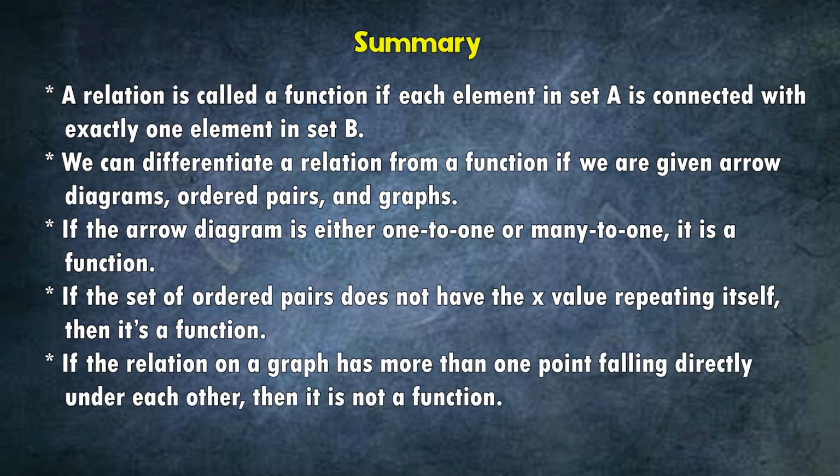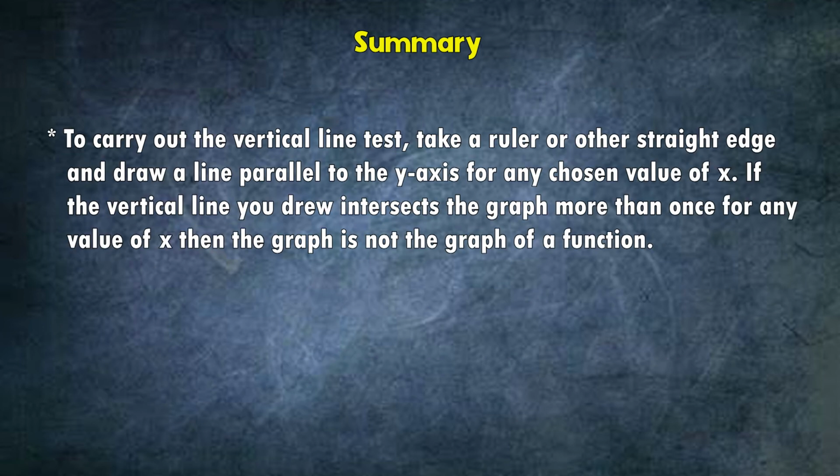If the relation on a graph has more than 1 point falling directly under each other, then it is not a function. And to carry out the vertical line test, take a ruler or other straight edge and draw a line parallel to the y-axis for any chosen value of x. If the vertical line you drew intersects the graph more than once for any value of x, then the graph is not the graph of a function.